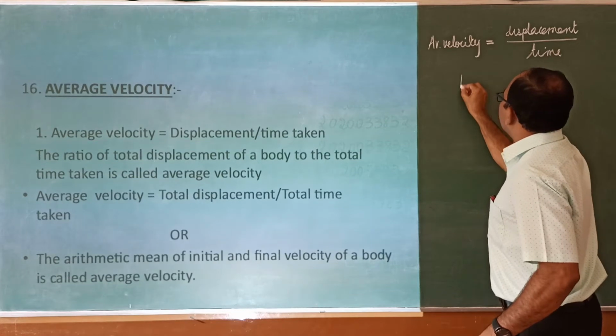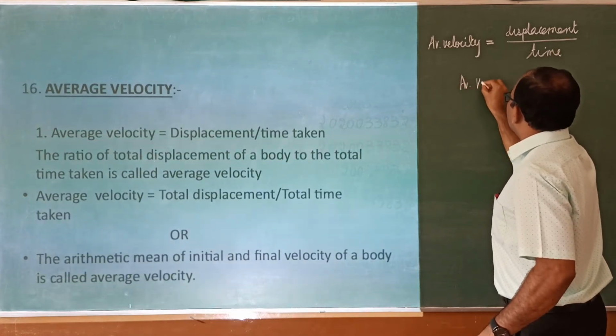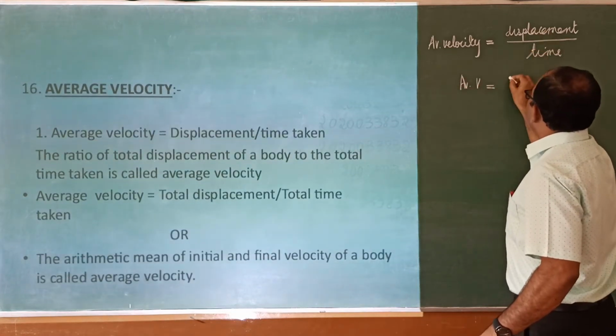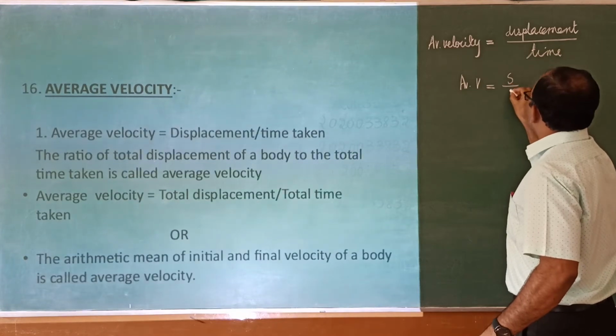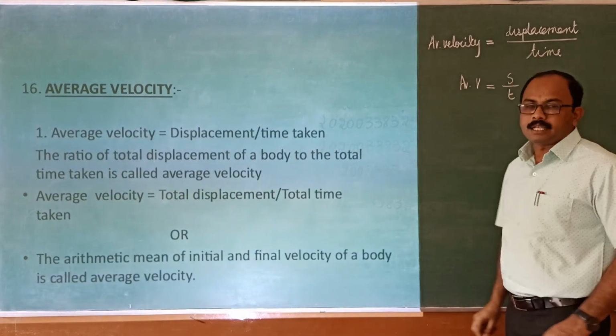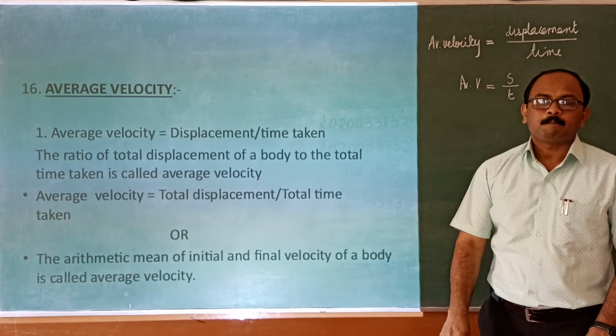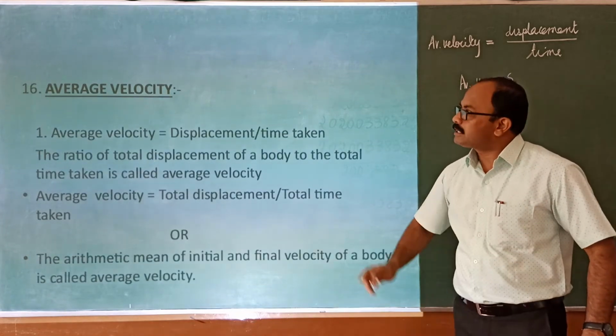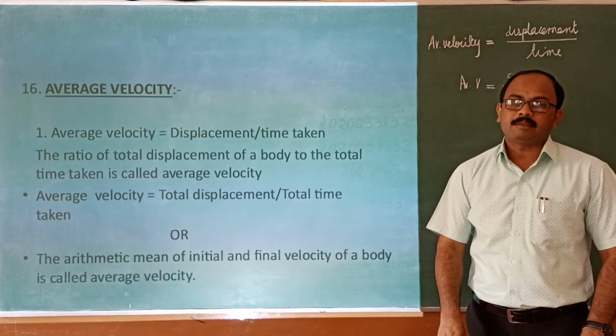Average velocity is equal to displacement, that is S, divided by T. This is one formula which is used to calculate average velocity.